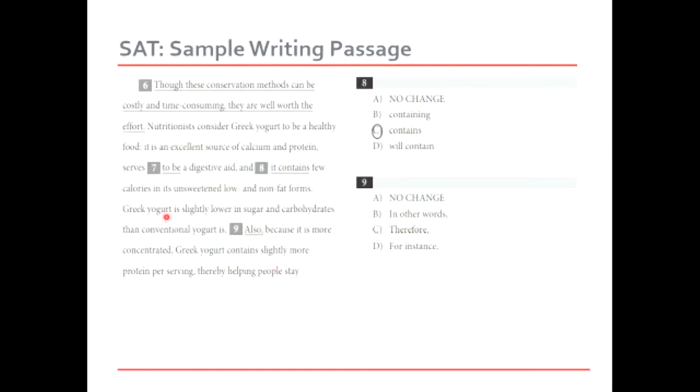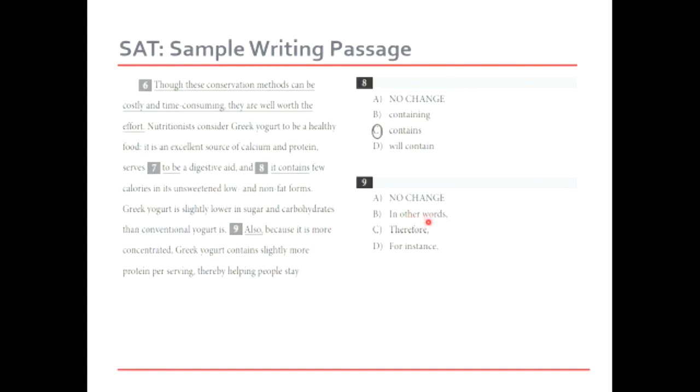So guys, here they are stating the health benefits of Greek yogurt, and then another benefit that it is concentrated. So in that case "also" seems like an additional benefit. It seems to be used because there is an additional benefit stated in the next sentence. So this seems to be the right transitional word.